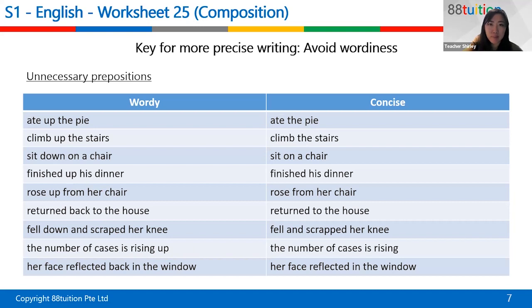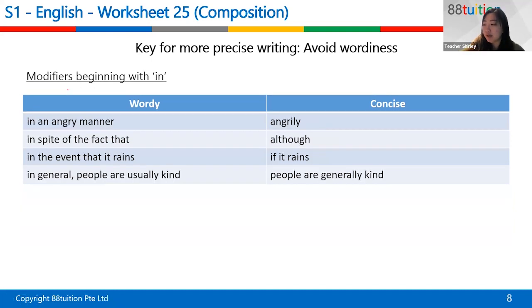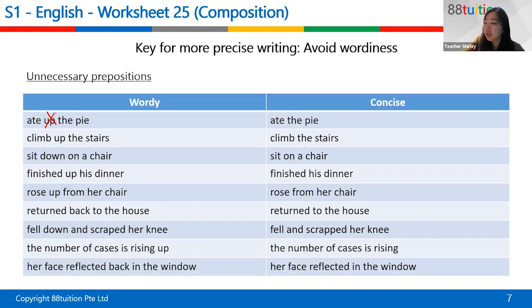We're going to move on to some unnecessary prepositions, okay? Prepositions like, for example, you have ate the pie. There's no need for ate up the pie. Okay, climb the stairs. There's no need for climb up. Sit on a chair. No need for sit down on a chair. Finished his dinner. Rose from her chair. Return to the house. Return means you're returning back somewhere, right? So don't need to return back to her house.